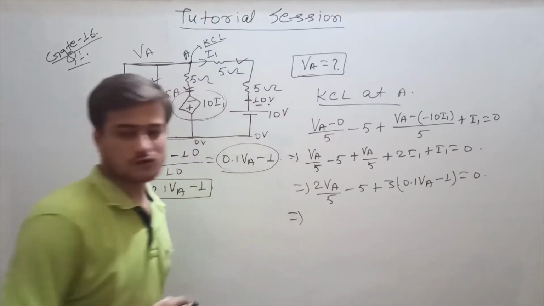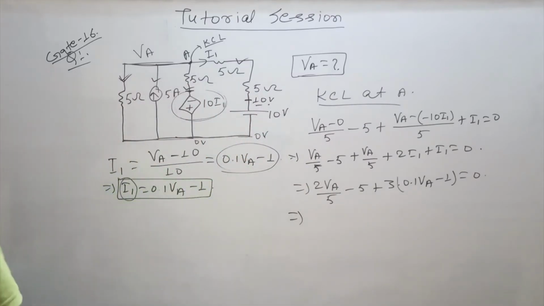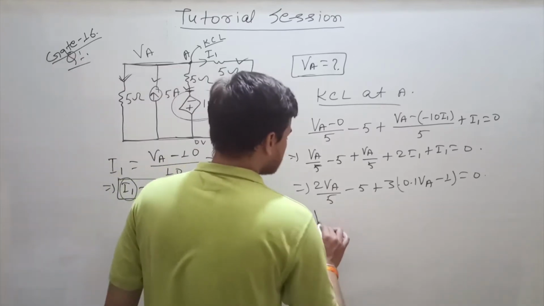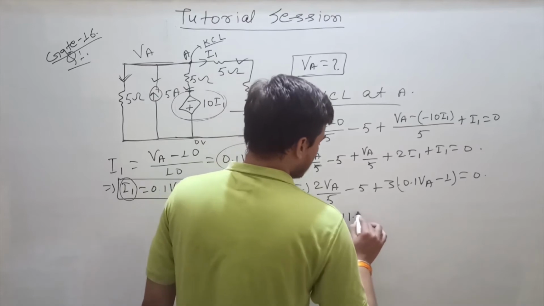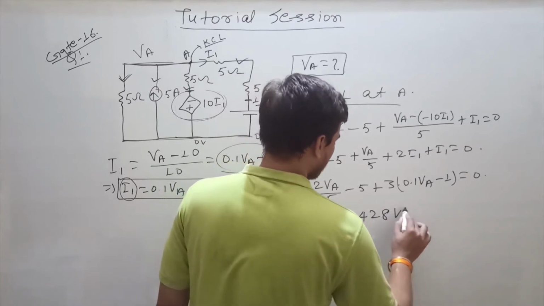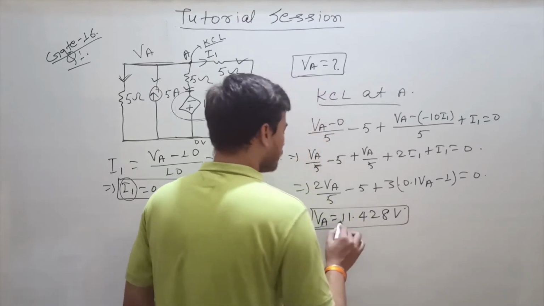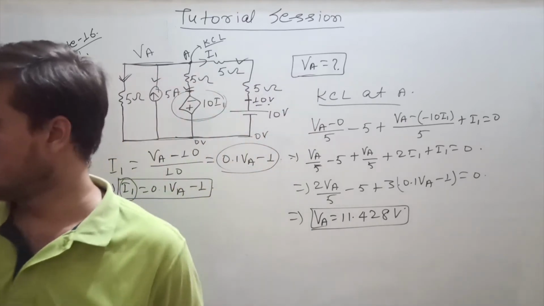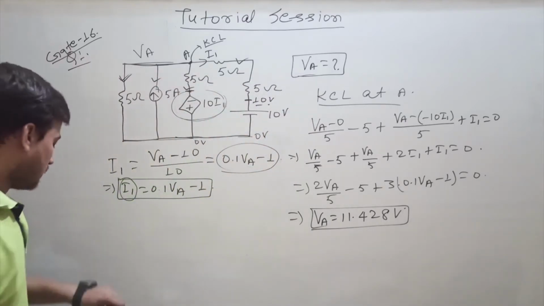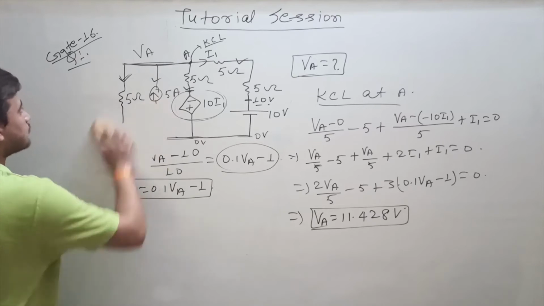From here if you solve, you will get VA equal to 11.428 volt. Next, let us discuss another question.